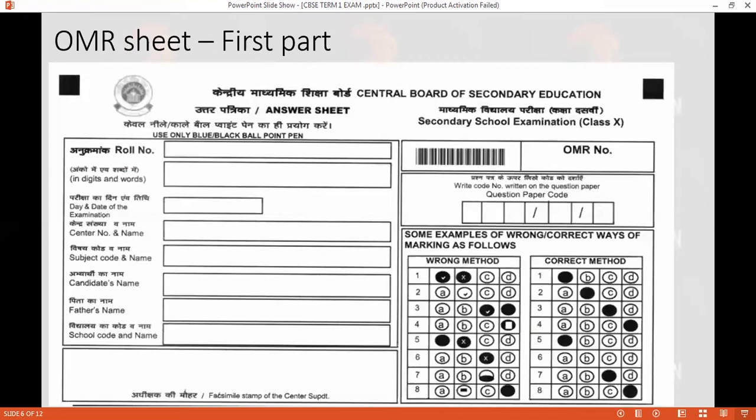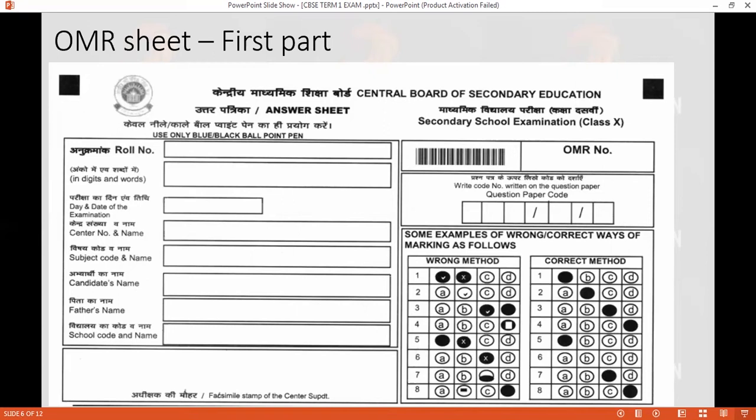You don't have to worry because it will already be there in your admit card. All this information, day and date, center number, name, subject code, the subject name, your candidate's name, father's name, school code and name, all of these will already be mentioned in your hall ticket or your admit card. But please be very careful while filling this.